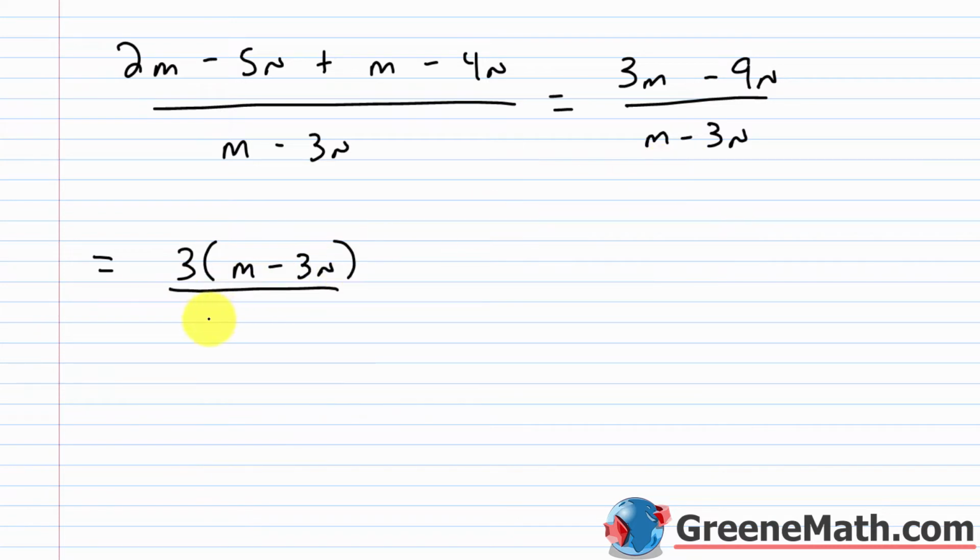And we can see that now we have a common factor between numerator and denominator of m minus 3n. And again, if you want to, you can write this as times 1, so that's completely clear. And then cancel this with this. And what I'm left with is 3 over 1, or just 3, as my simplified answer.